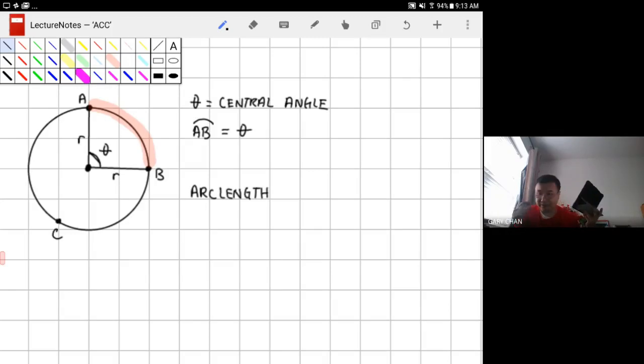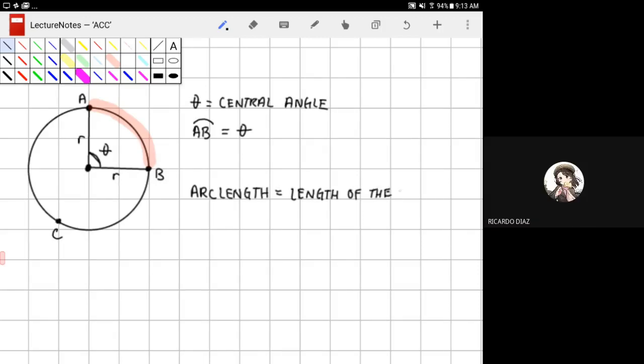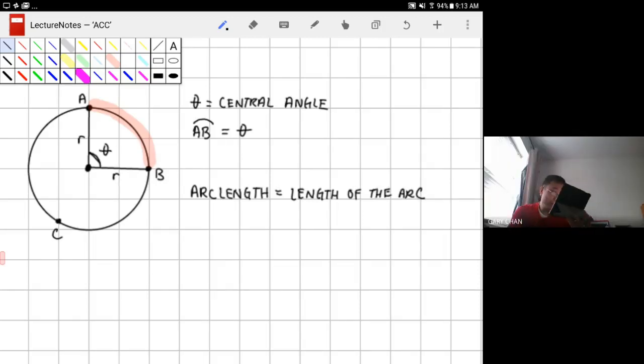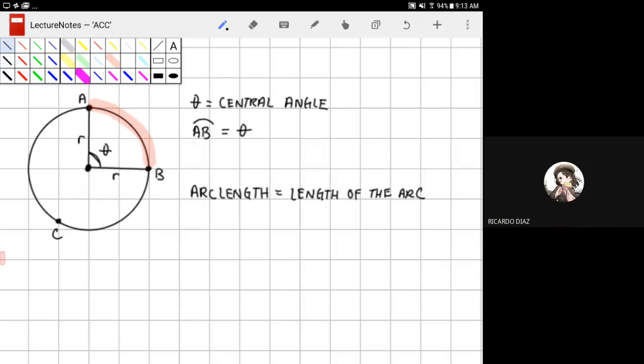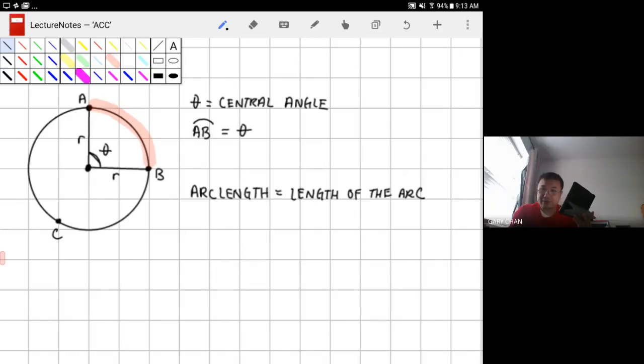Didn't I say in the beginning of office hours today that what we're doing here is going to be very logical, right? So arc length is simply the length of the arc, okay? So if I were to take that arc AB and stretch it out and flatten it out, iron it out, so that it's a straight line, and I take a ruler and measure that, that would be the arc length of arc AB.